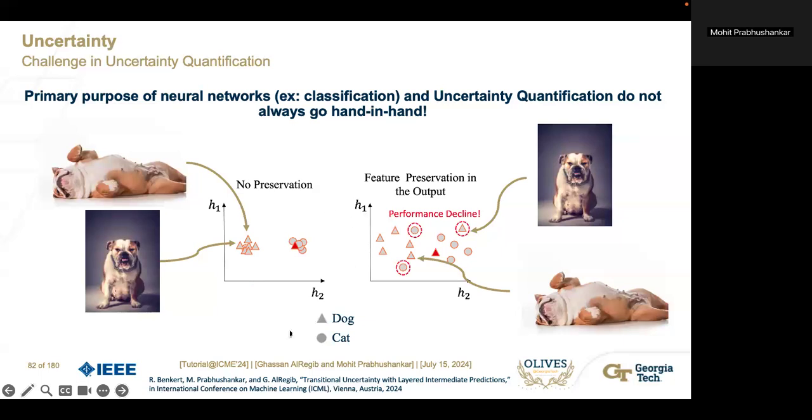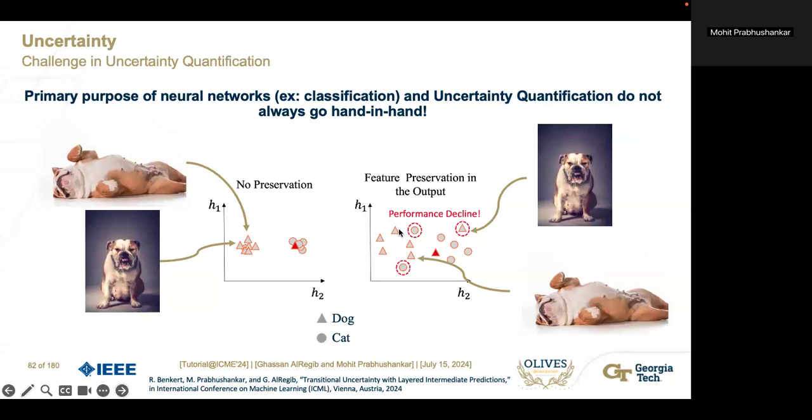Unfortunately, our general primary purpose of a neural network, whenever we are using supervised training, essentially does this here on the left-hand side. You're trying to make sure that the inter-class distance is very high. You don't really care as much about the intra-class distance. That is what is called preservation. You're trying to preserve features. And if there's no preservation, something like this happens. And if feature preservation is there, something like this happens. And unfortunately, we never try to do feature preservation because performance declines.